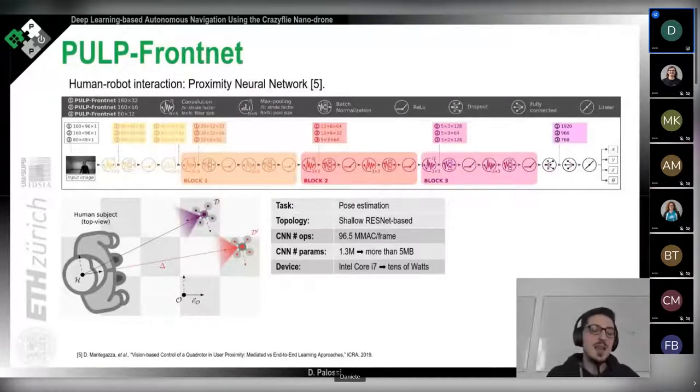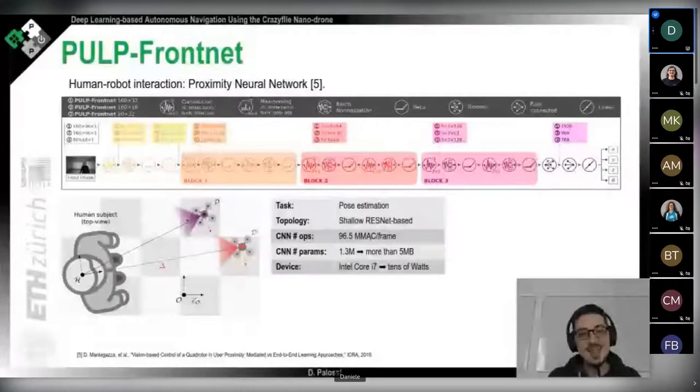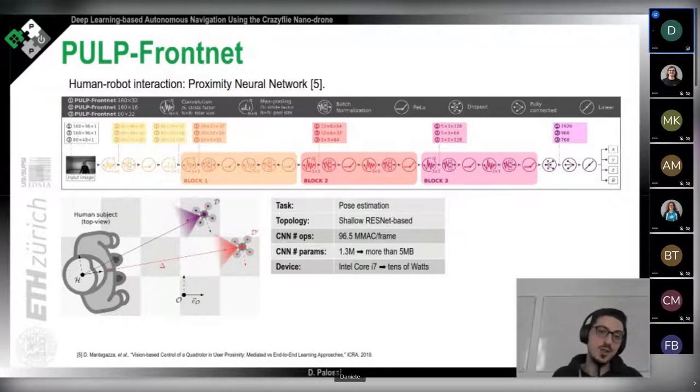Okay, then the second part of the research update, with a quite different application. The one that you saw before, the PULP Dronet, was the first step into autonomous navigation with the PULP and the Crazyflie. We moved forward, of course, with a new task, in this case human-robot interaction. We started once again from a very successful previous work done at the institute where I am now, the IDSIA, by a colleague of mine, Dario Mantegazza: the proximity neural network.